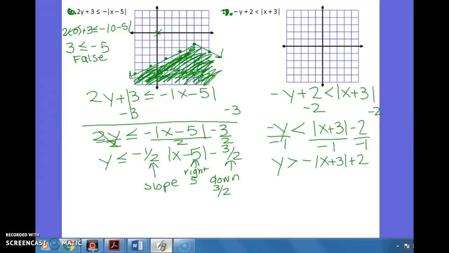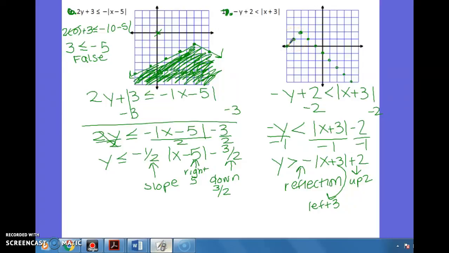The negative tells you what happens to your absolute value graph. What's this negative do to your absolute value graph? Yeah, it opens it down. So that's called reflection. What's the plus 3 do? What's the plus 2? Up 2. Okay, so go left 3, up 2. Now my slope is negative 1 over 1, so it's down 1, right 1, down 1, right 1. And down 1, left 1, down 1, left 1.